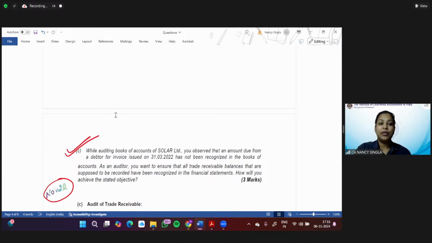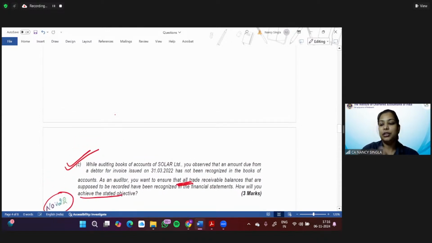31st March. As an auditor, you want to ensure that all trade receivable balances that are supposed to be recorded have been recognized in the financial statements. All trade receivable balances that are supposed to be recorded have been recognized. How will you achieve the stated objective? Tell me, what is the assertion that has been talked about in this question, that has been asked in this question?